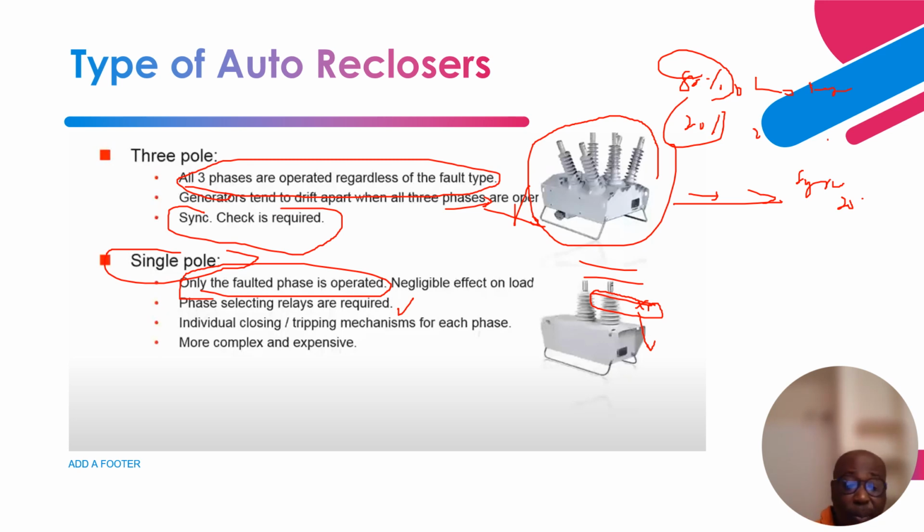It is very complex, because single phase tripping and all those things are very complex, and it requires dedicated software to achieve that, and it can be very expensive. That is why most utilities opt for the three pole type, unless of course you have a particular customer that requires single pole for certain applications.